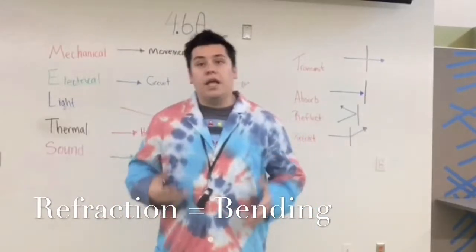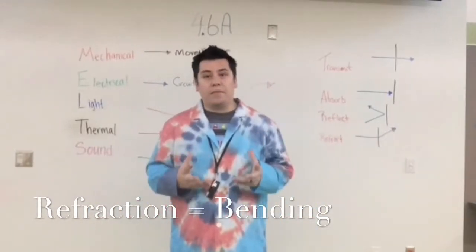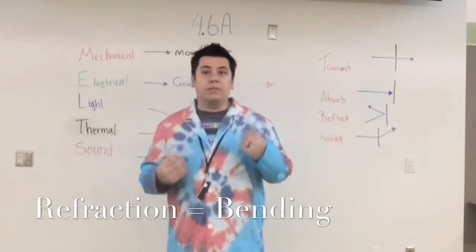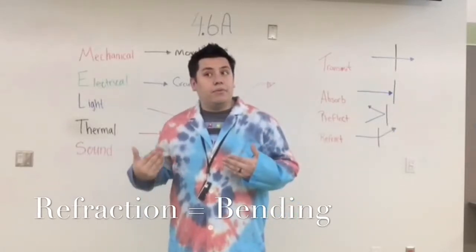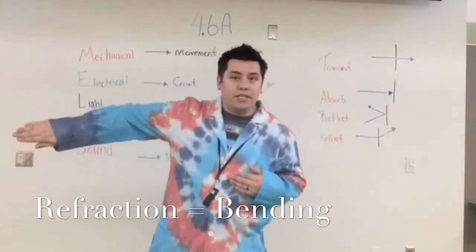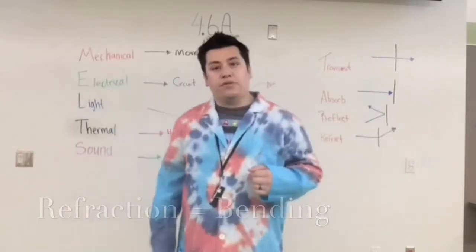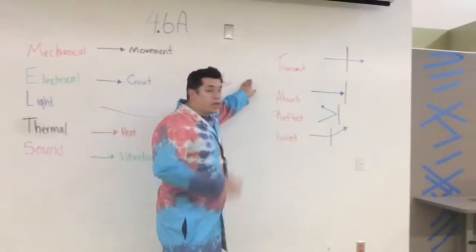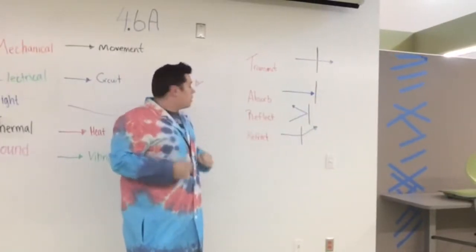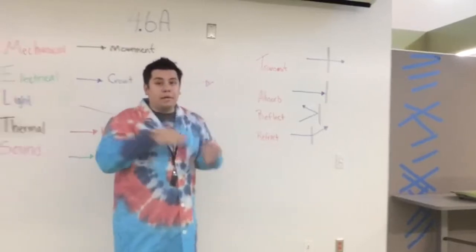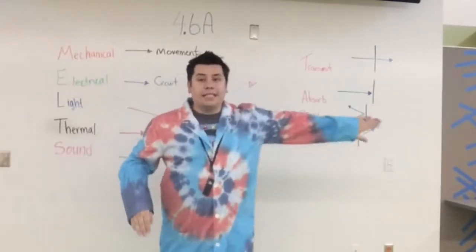So I slow down. Light does the same thing. When light goes through water or other materials, it slows down. And then when we see the light, when it slows down, to us it looks like it bends. Okay? That's refract. So again, it's transmit, goes through; absorb, sucks up; reflect, bounce off; and refract is bent.